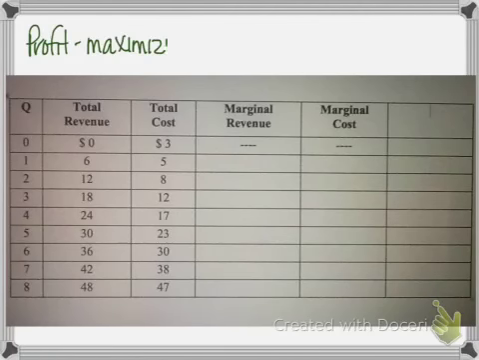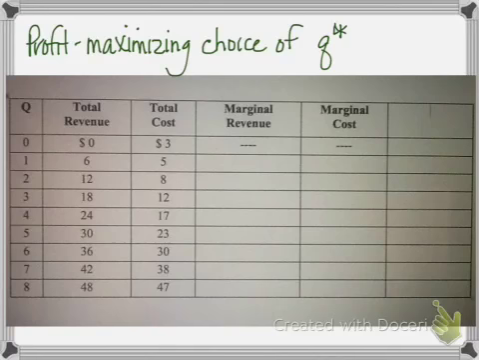Alright, in this tutorial we're going to look at how a firm chooses its profit maximizing output quantity. How does a firm in perfect competition make that decision? Well, first we're going to look at the comparison of the total revenue and the total cost, and we're going to use those values to compute the marginal revenue and the marginal cost.